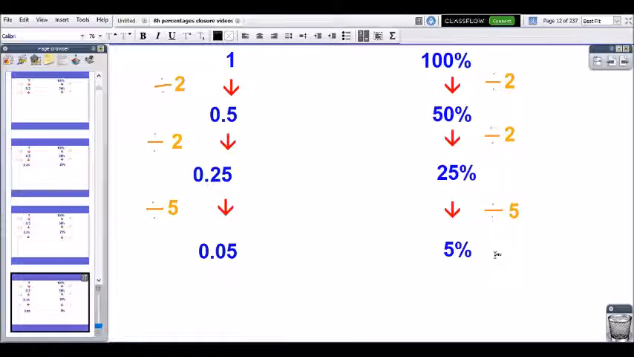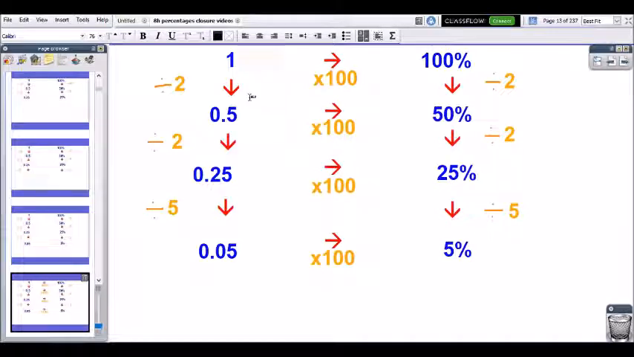5%. I want you to pause the video and ask yourself, what is the link between the quantities on the left and the quantities on the right? Okay, well, what links these two pairs of quantities? Well, I have 1 times by 100 gives me 100%, 0.5 times by 100 gives me 50%, 0.25 multiplied by 100 gives me 25%, 0.05 multiplied by 100 gives me 5%.